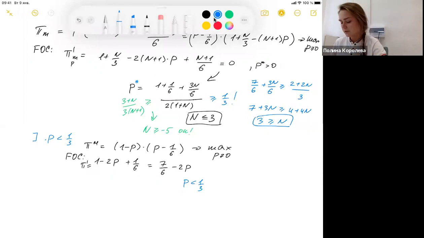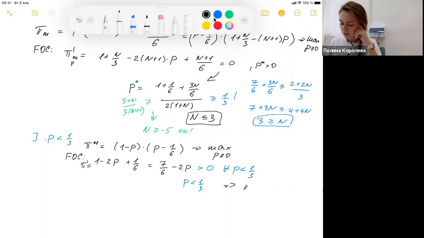So, okay, this derivative is bigger than 0 for each price less than 1/3. You can check it. Put here 1/3, the highest price. This will be 7/6 minus 2/3. This is 4/6. So it is positive. Put here, for example, price equals to 0: 7/6. It's positive. So what conclusion we make?